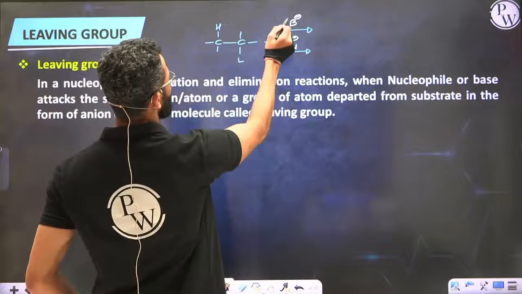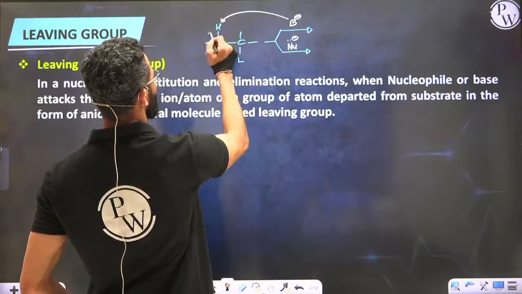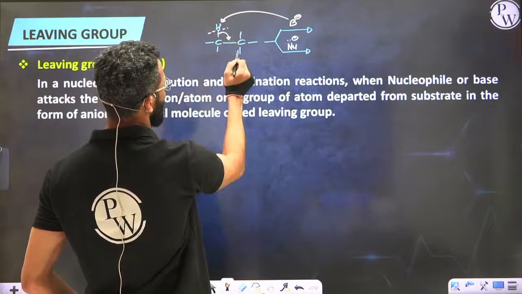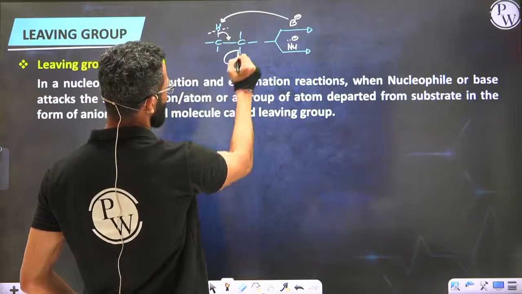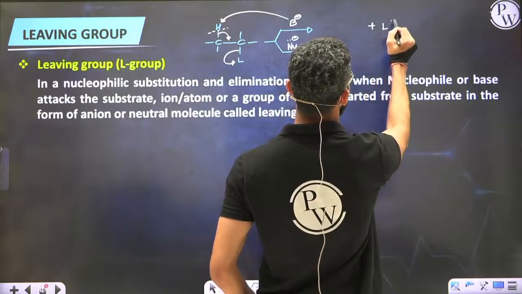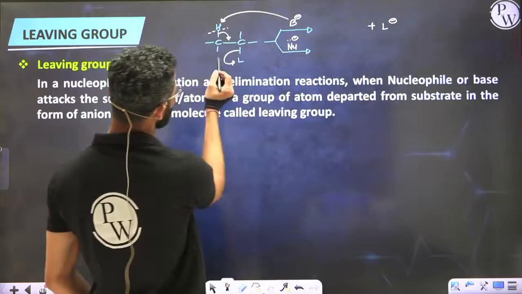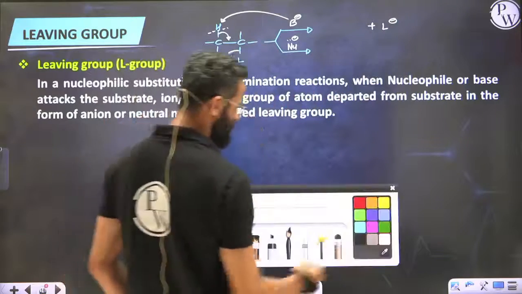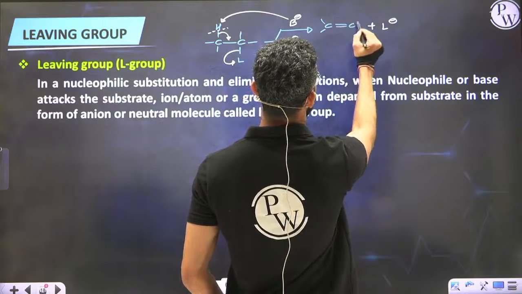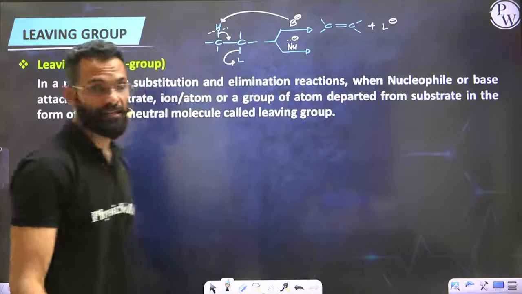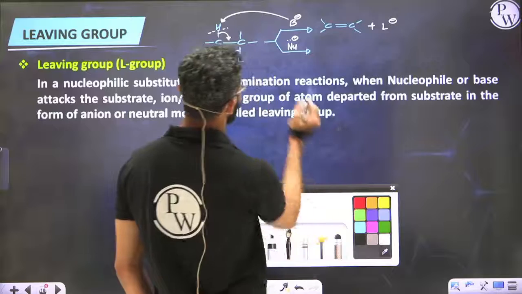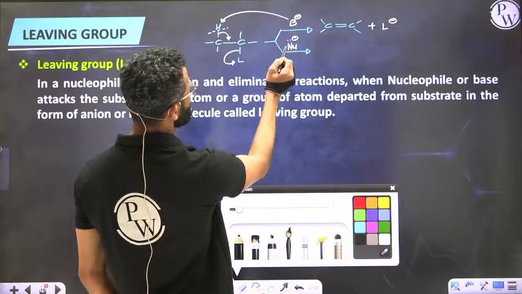So what does a base do? Base abstracts the hydrogen atom. As soon as the hydrogen atom is lost as H plus, the sigma bond shifts here, and now see, the carbon and leaving group bond is broken, so the L is lost in the form of L minus, and along with this you will get a double bond between the two carbons, so it results in the formation of alkene. Right, everyone?